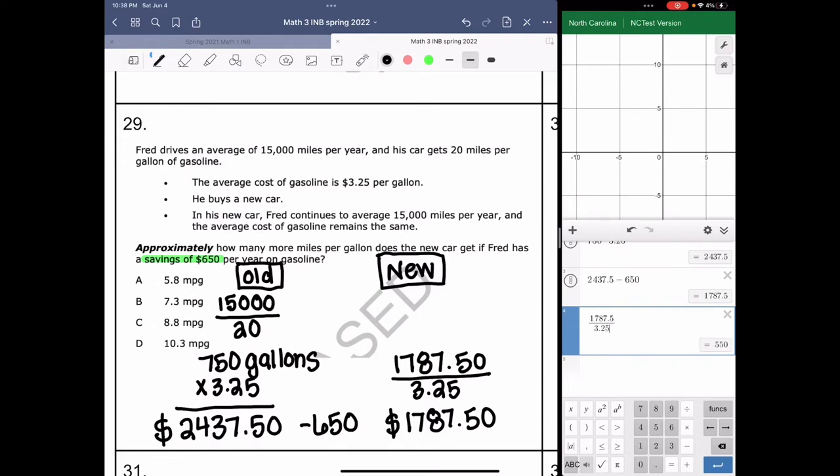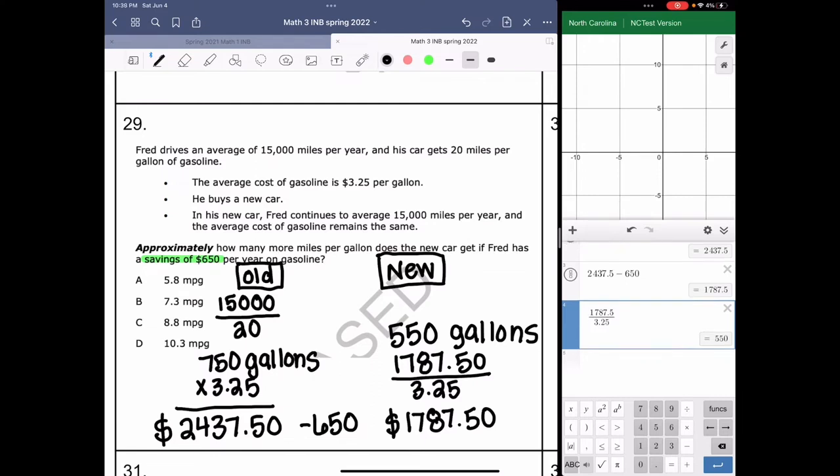So he's using 550 gallons. Well, if he's using 550 gallons, then we need to figure out how many miles per gallon he's getting. All right, so we know he's using 550 gallons in his new car. That's how many gallons he's using per year. So he's still going the same amount. So we know he's going 15,000 miles. So we're going to divide that by the gallons, and that's going to give me how many miles per gallon he's able to get.